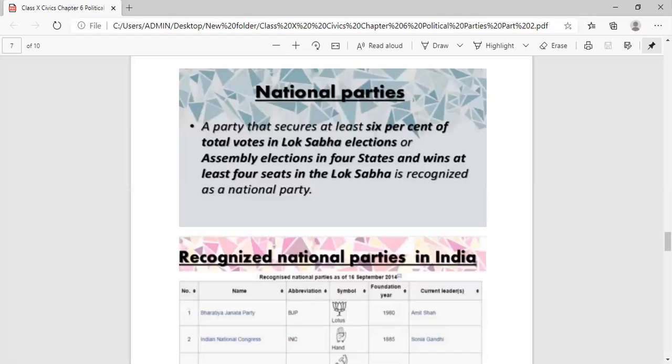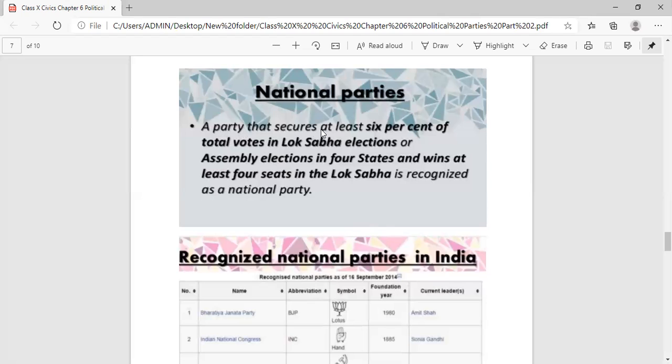So it is explaining that a party that secured at least 6% of the total votes in Lok Sabha elections or assembly elections in 4 states, and wins at least 4 seats in the Lok Sabha election, then such a party is recognized as a national party. I will repeat the criteria once more.